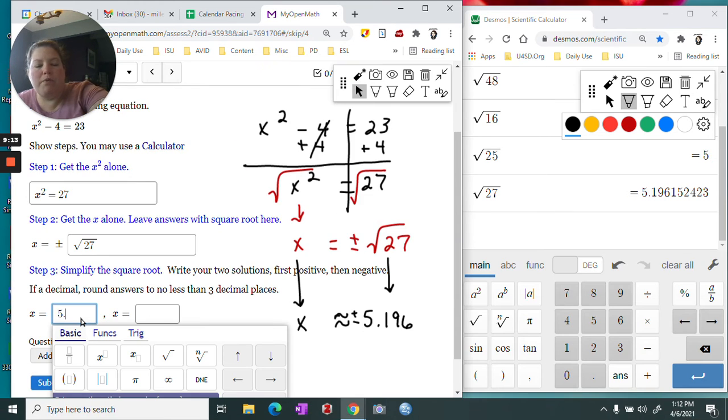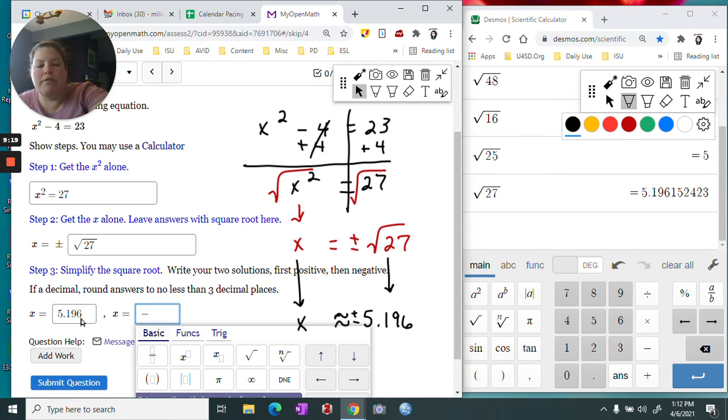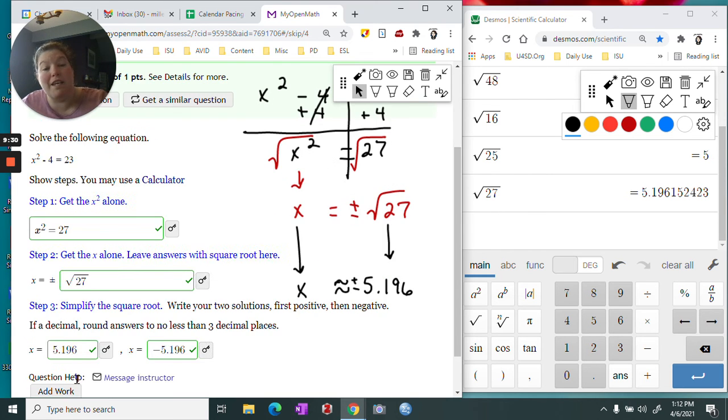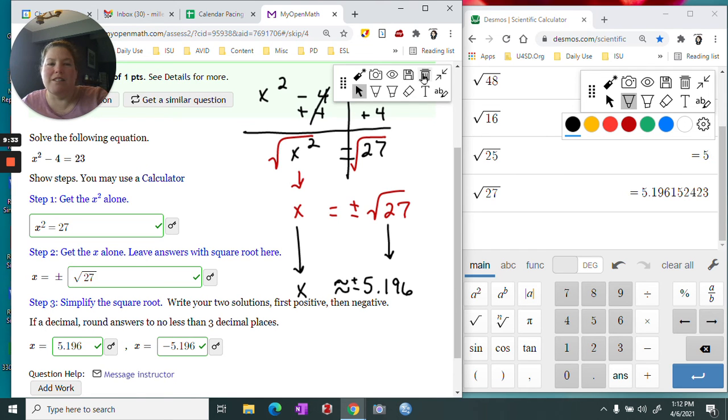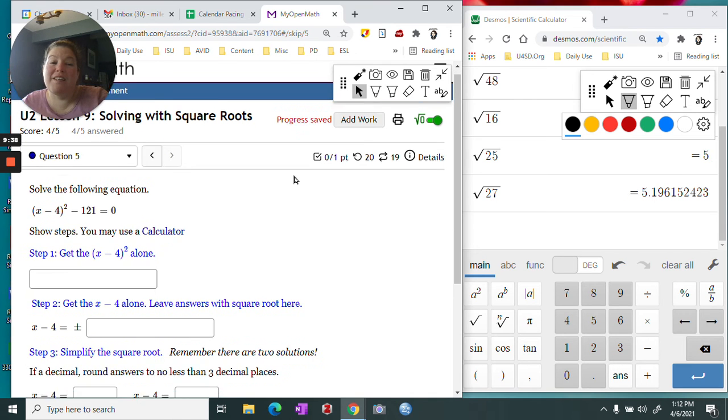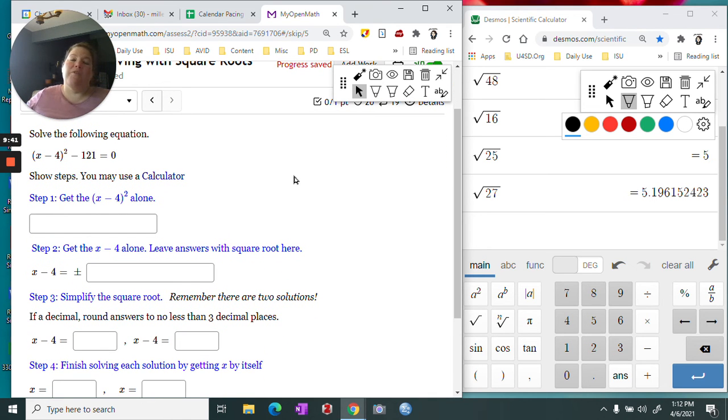So 5.196 and negative 5.196. Now both of our answers will not always be the same digit with opposite signs, and that's what we're going to see in our next and I believe last question. Okay? Because sometimes our adding and subtracting happens after. Okay? So let's take a look here.